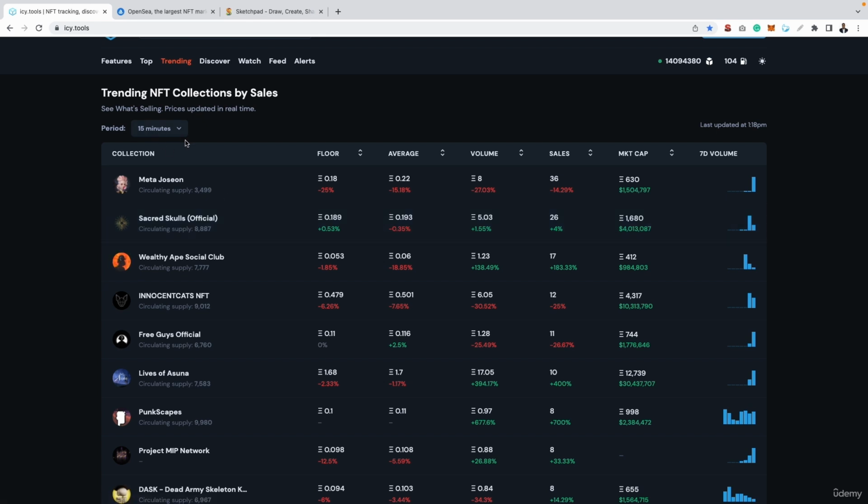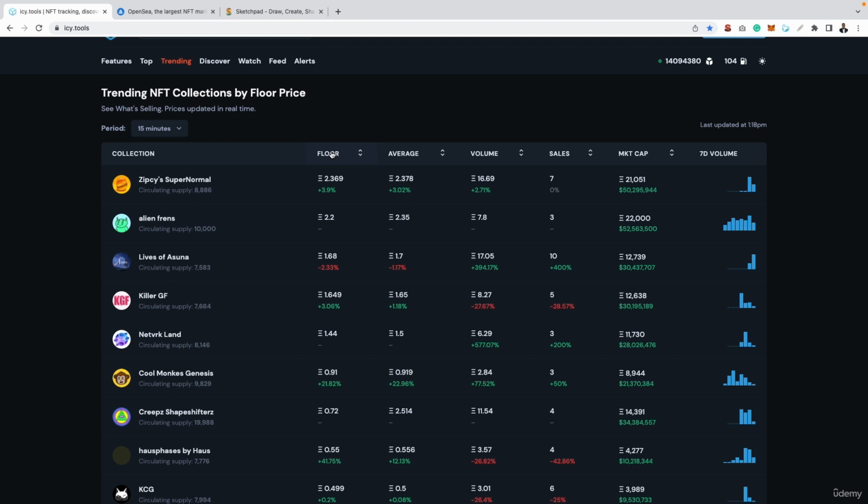So we can see for the last 15 minutes, if I filter this to floor, we can see the highest floor price in the last 15 minutes for the projects on OpenSea. We've got this one right here. We've got Alien Friends below.